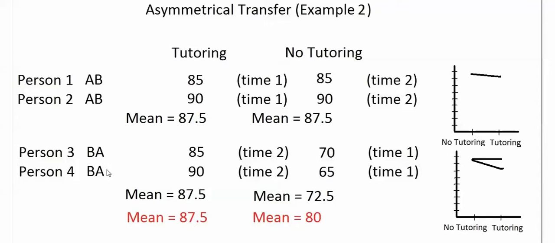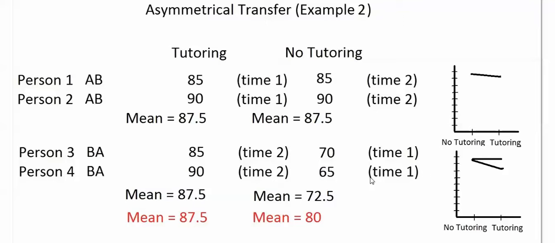The two people who were assigned to the B-A order did more poorly at time 1 with no tutoring because they hadn't had a chance to be tutored yet. That's why these two scores are lower. But once they did get tutored at time 2, then they did better. That's why these two scores are higher. So when we just look at the B-A people, the mean of these two scores with no tutoring is lower, and the mean of these two scores with tutoring is higher.